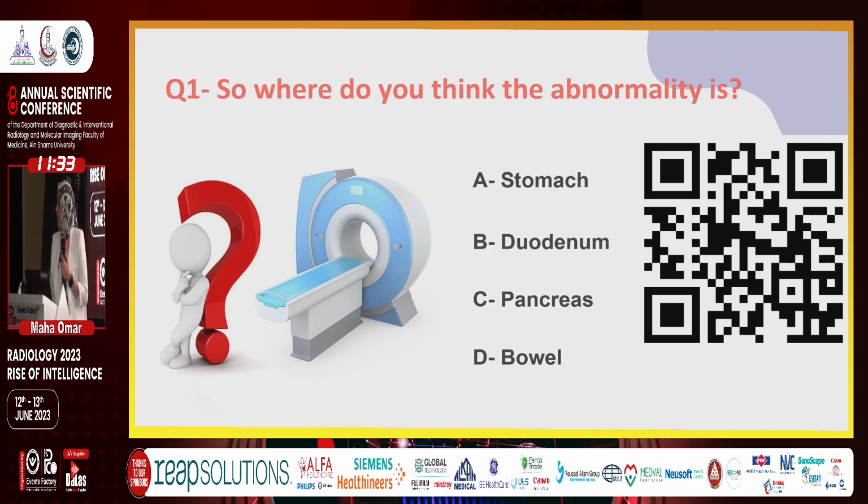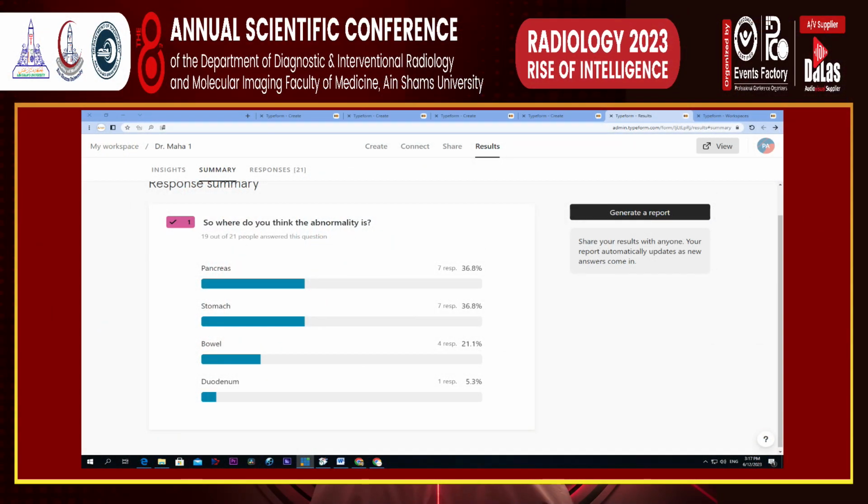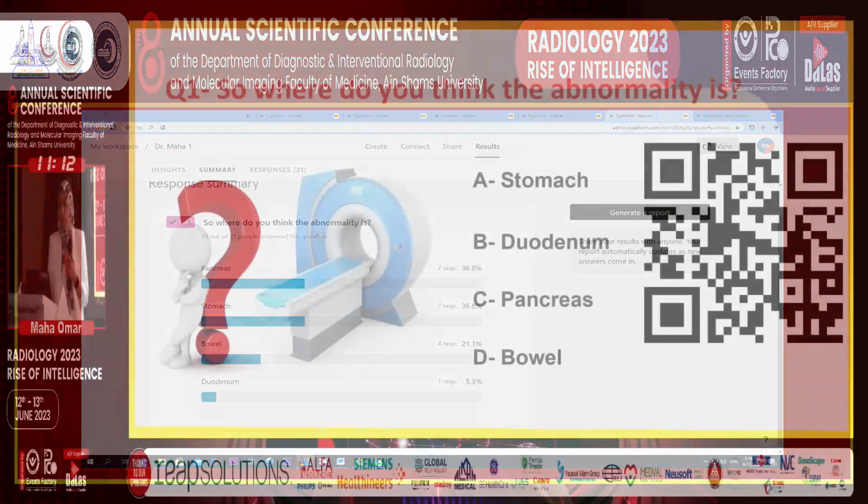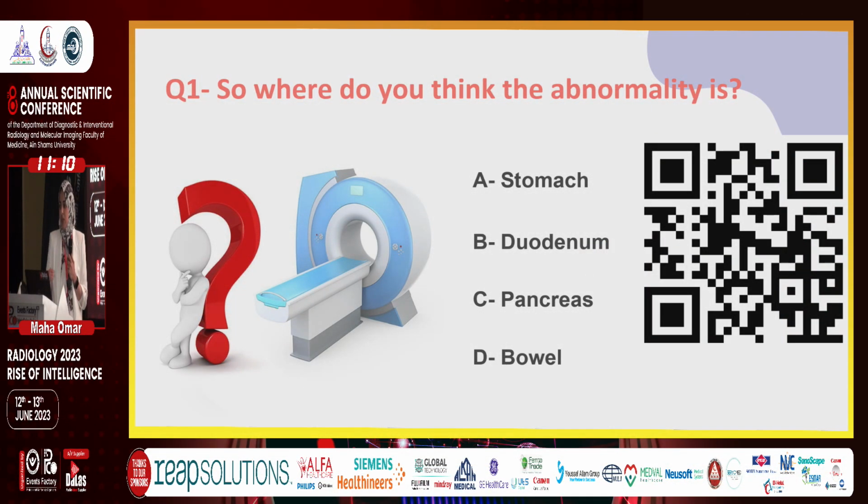Okay. Can you please put the answers on the screen? Okay, that's nice. We had 36.8% for the pancreas, 36.8% for the stomach, 21% for the bowel, and 5.3% for the duodenum. Okay. We'll go for the next question. I will put the right answers at the end of the studies, okay?